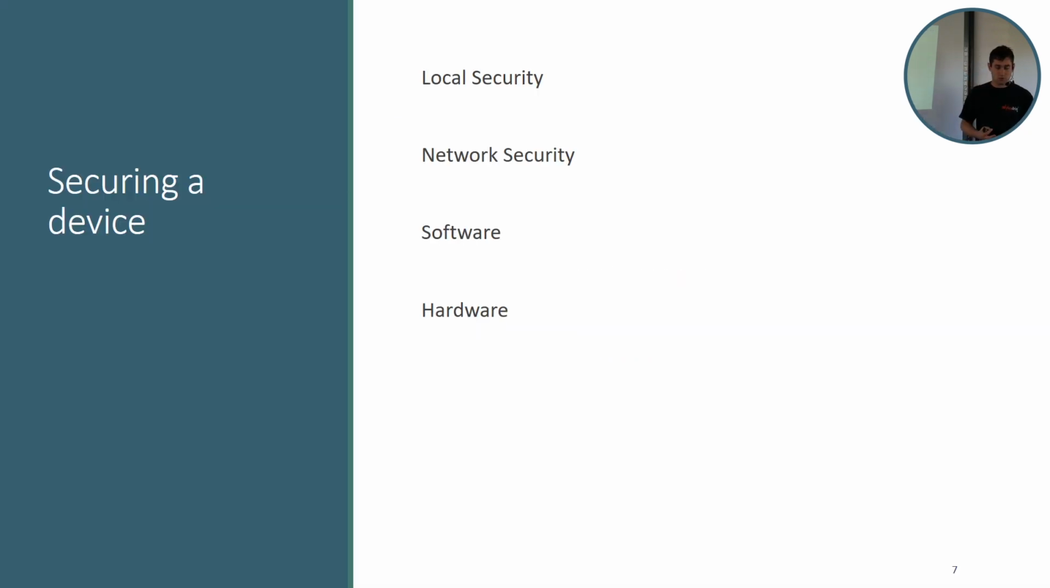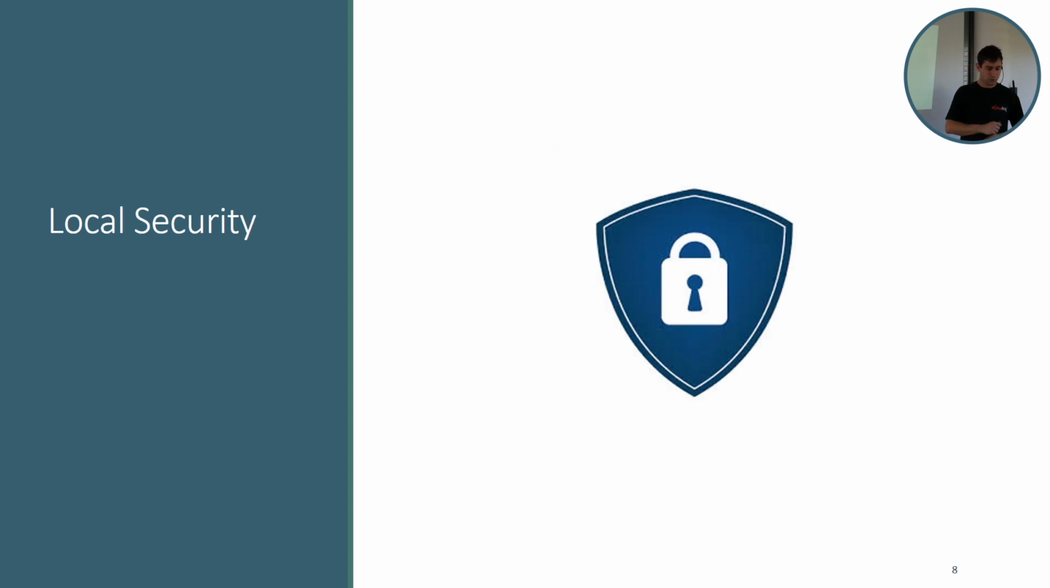So how do we secure a device? We are talking about local security, so what happens on the device, network security, software that runs on the device, and also about the hardware that runs on the device. So local security. This is really simple.